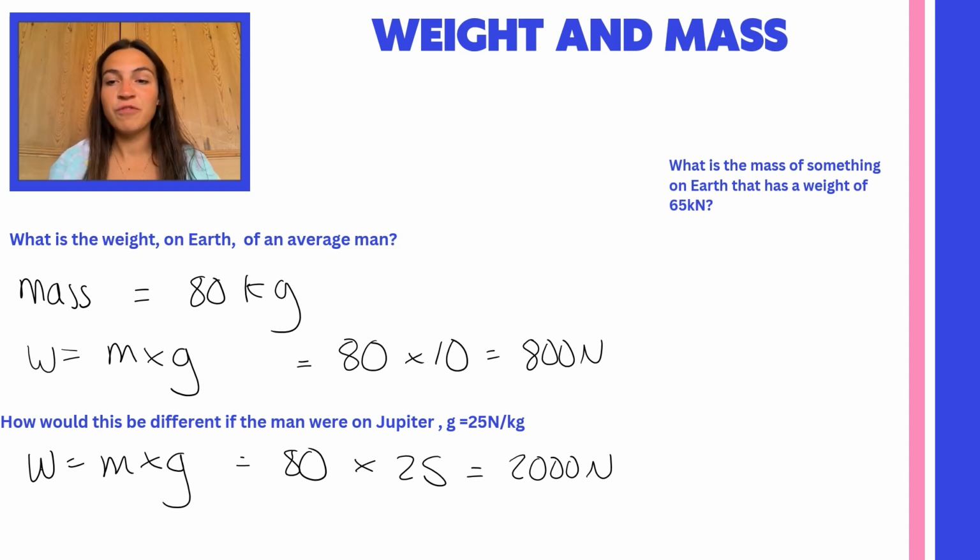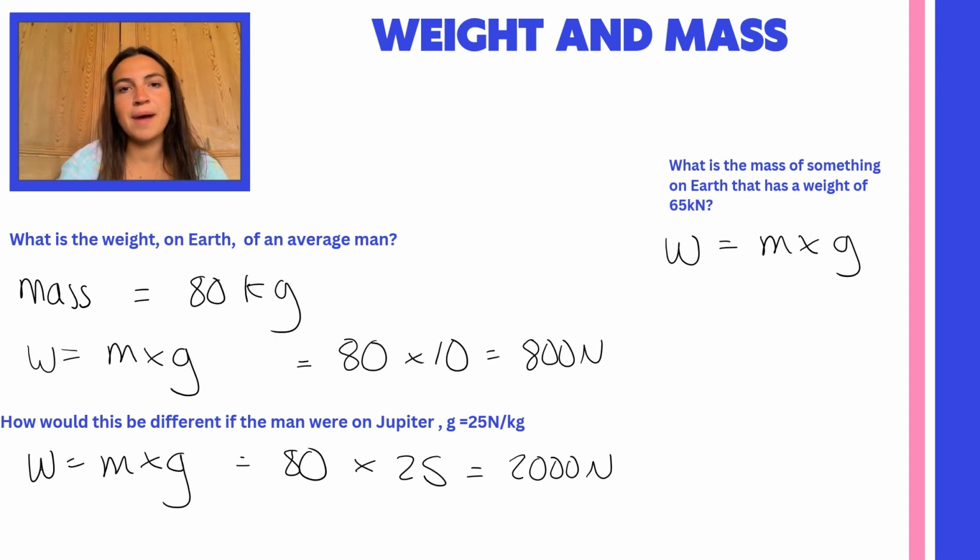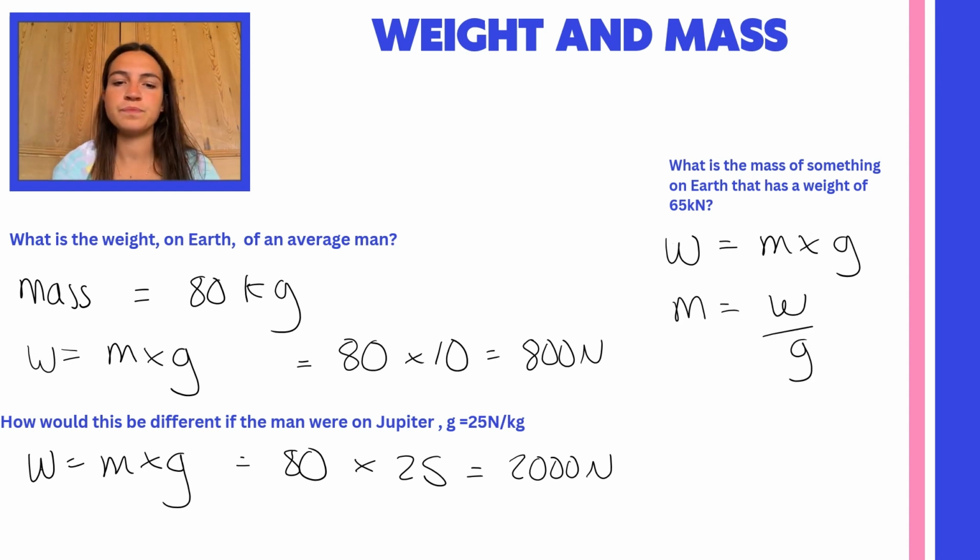Okay, and then this final question here is, what is the mass of something on Earth that has a weight of 65 kilonewtons? So again, let me write down my equation. Weight is mass times g, but this time I'm looking for the mass. So I'm going to need to use a rearranged form of that equation. To get mass by itself, I'm going to divide both sides by g. So mass is weight divided by g.